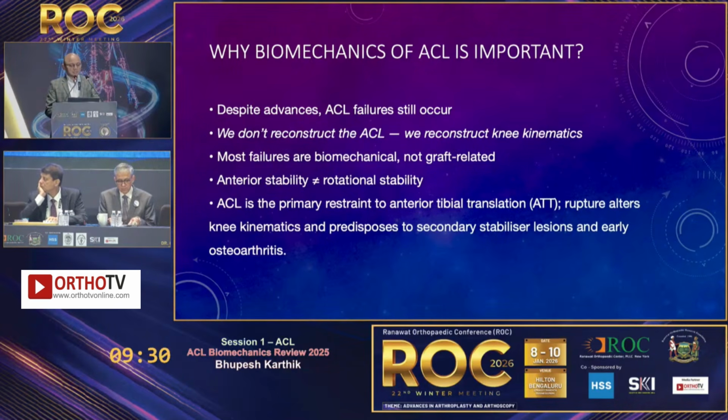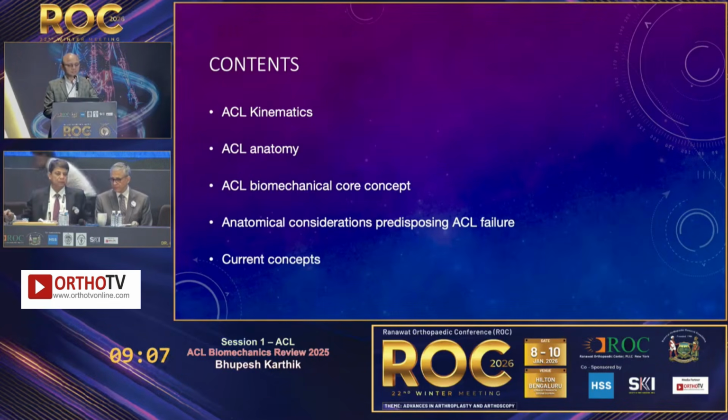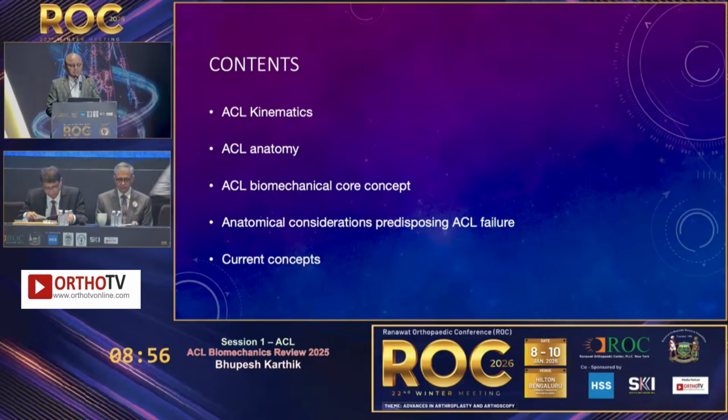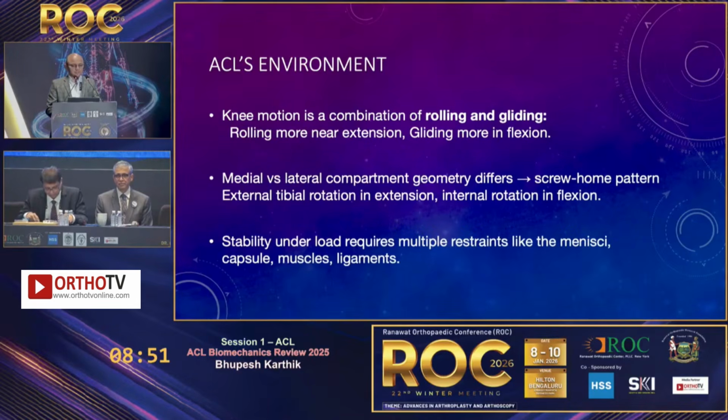And we know there are two types of stability that the ACL has to give, the anteroposterior and the rotational, and the ACL, being the primary anterior tibial translation restraint, ruptures, and this leads to loss of knee kinematics because the secondary stabilizers fail, and this leads to OA. To prevent all this, we have to understand the biomechanics of ACL better. So the contents of this lecture will be a brief note on the kinematics of ACL, its anatomy, the core biomechanical concepts, and anatomical considerations which predispose to ACL failure, and we move on to current concepts.